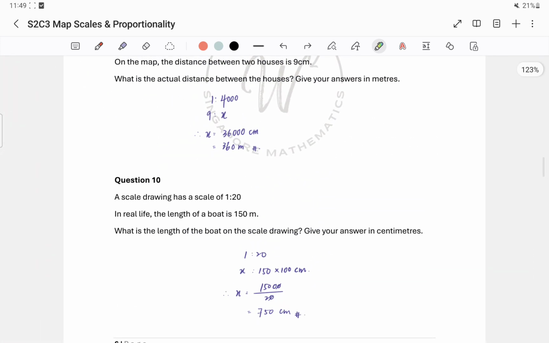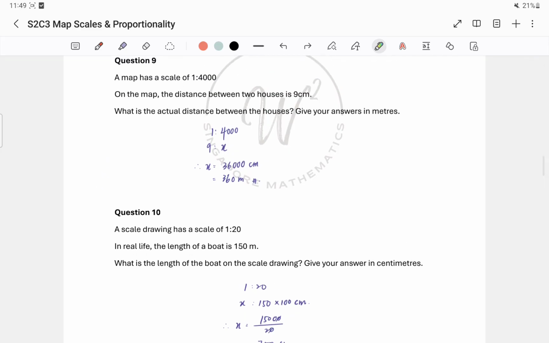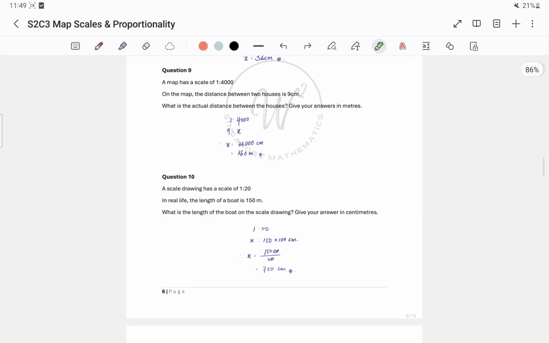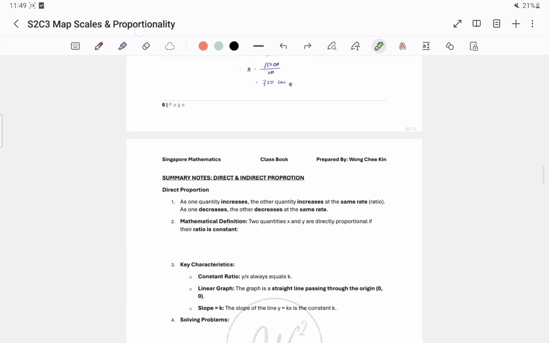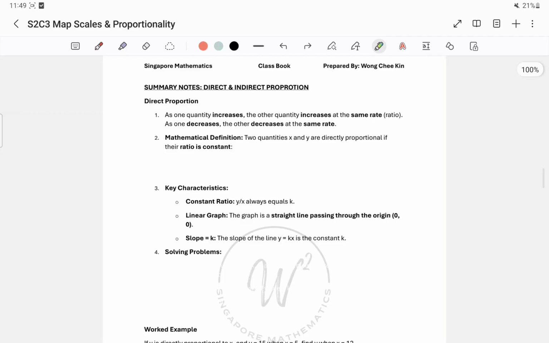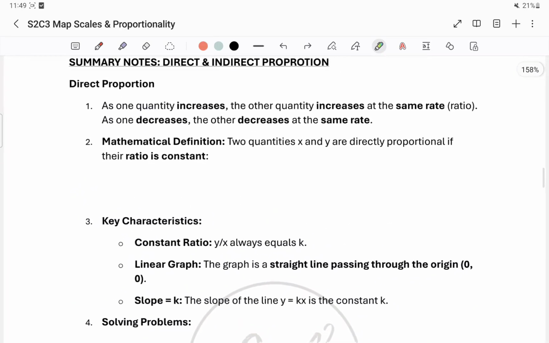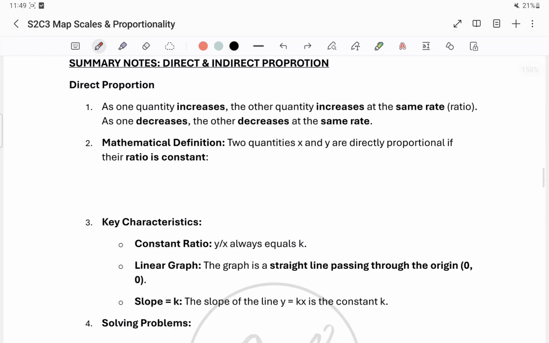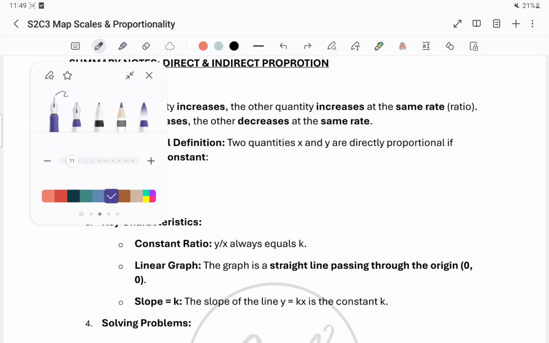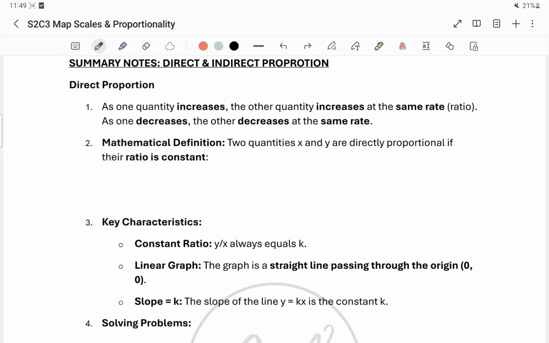Okay, so you can pause the video and check whether your answers are correct for question 9 and 10. So that one will be maps and scale. Now we'll be looking into direct and indirect proportion, which will look into more detail on how we actually can use certain ratios.